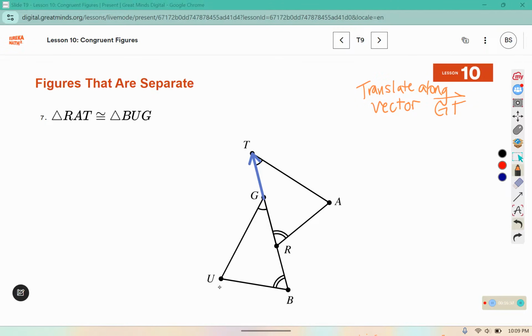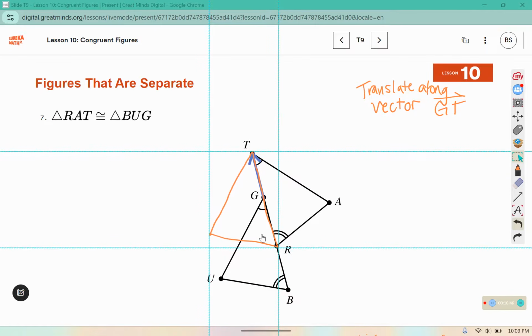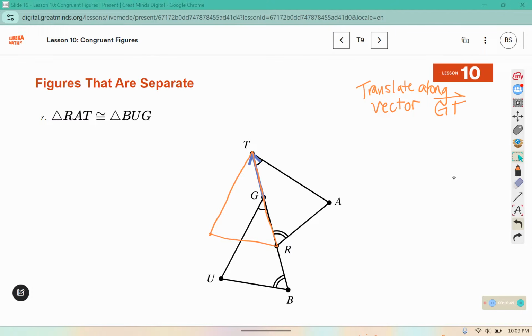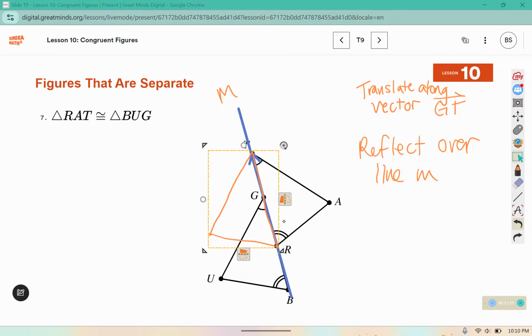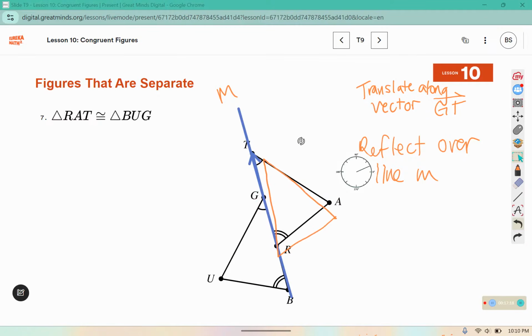So we're taking this triangle and we are translating it up along this vector. And now I'm going to reflect it over into its new location. Let's draw that line in there. We can label it whatever. This time we'll label it M. And it's going to flip this to its new location over here.